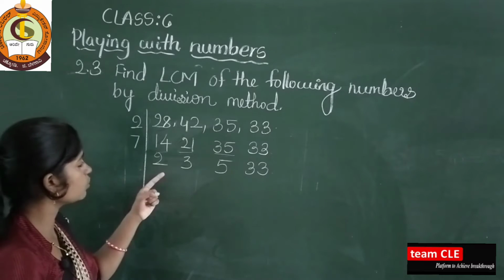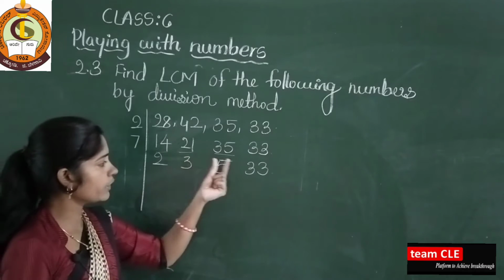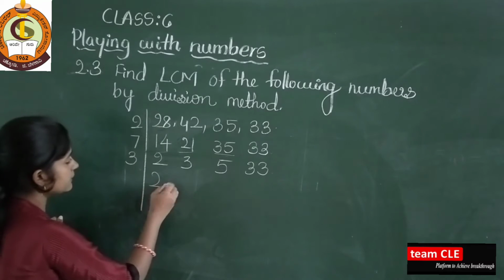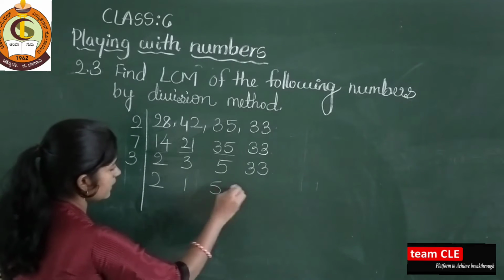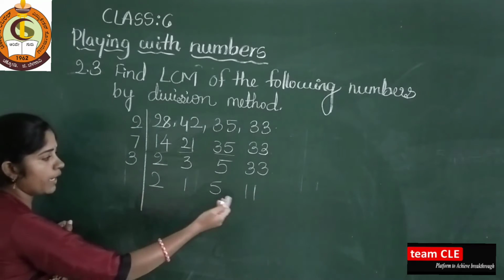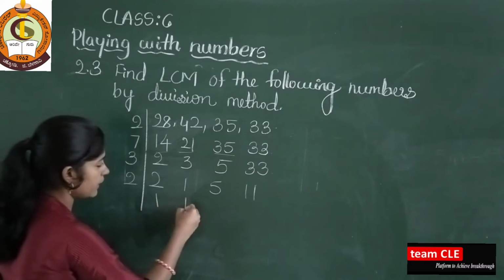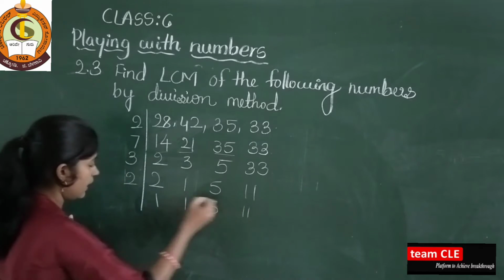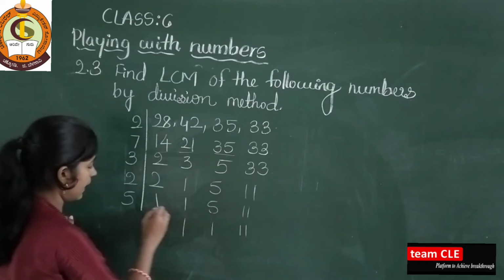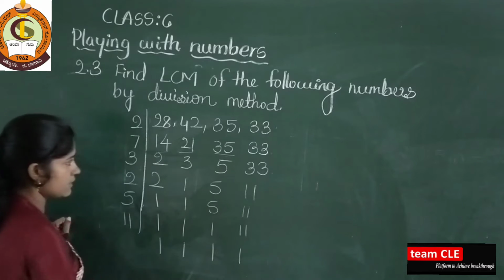So here what is there? 2, 3, 5, 33. Here 2 is there, 5 is there, but 3 is there, no? We can divide 33 also by 3. So I will take 3 here and write 2 as it is. 3 1s are 3, 5 as it is, and 3 11s are 33. So here 2, 5, 11 are directly prime numbers. So directly take 2 as it is, 5 and this 11. Again take 5, 1, 1, 5 1s are 5, 11 as it is. Again take 11, the others 1, 1, 1, then 11 1s are 11.